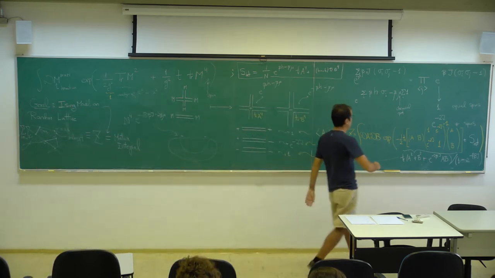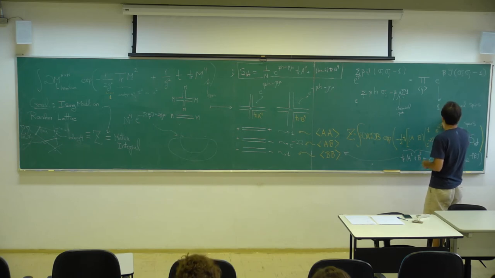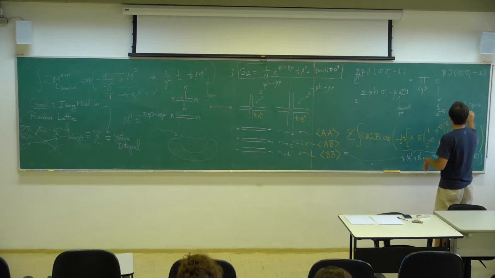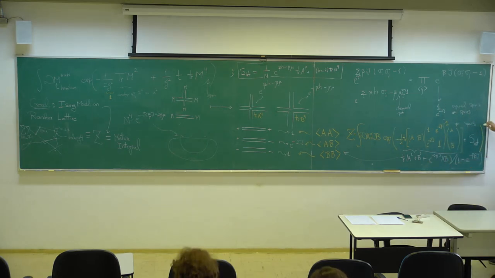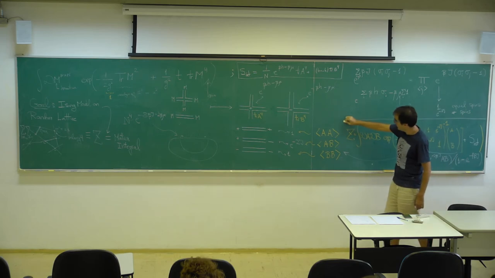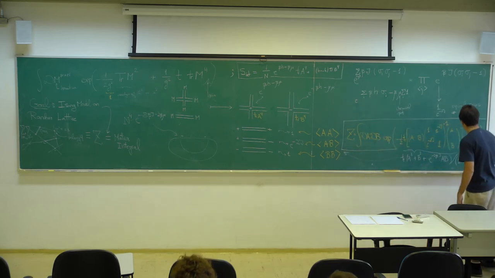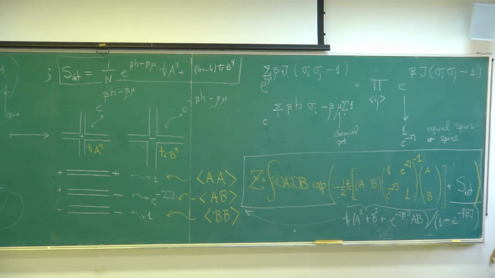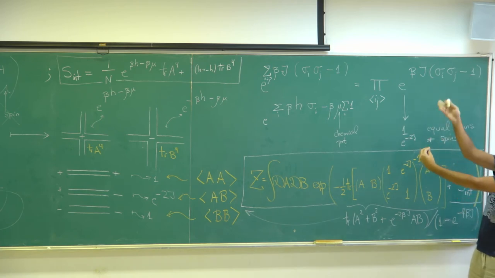So this is our model. And this is our partition function. Our partition function is this Z here. It's a two matrix model integral. I just have this two matrix model, simple kinetic term. This is just a constant. It's like A squared plus B squared plus a constant times AB. And then very simple quartic interaction. A to the 4 for spin plus with 4 lines getting out. B to the 4 for spin minus with 4 lines getting out.